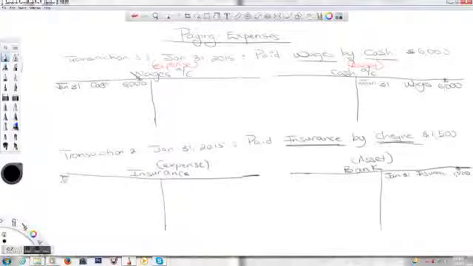So we see January 31, paid by check, so bank, 1,500. And that's how we record accounting transactions that deal with the paying of expenses.